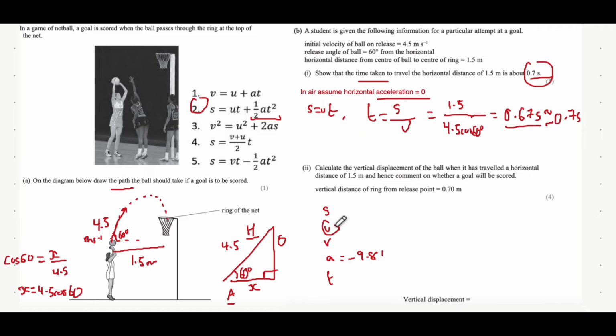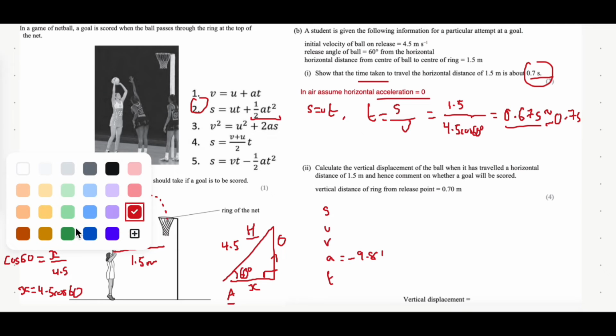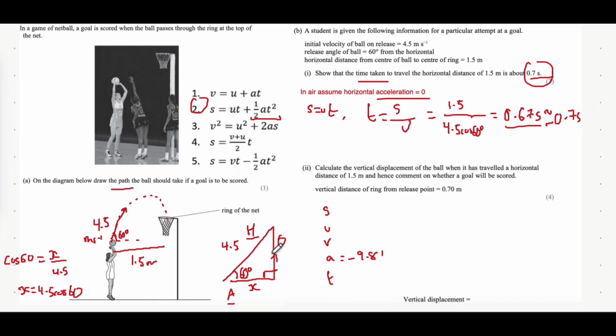So what's u? It's told you the speed is 4.5 meters per second, but at this angle. But we want the vertical component of the initial velocity. I'm going to bring out a different colored pen so you don't get confused. So we want this vertical component, let's call it y. We were given this speed and we were given this angle. What involves O and H?